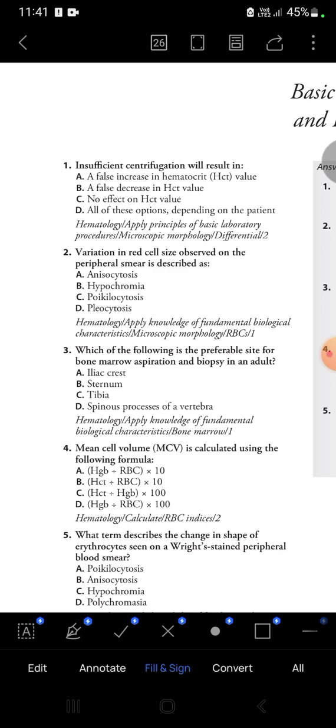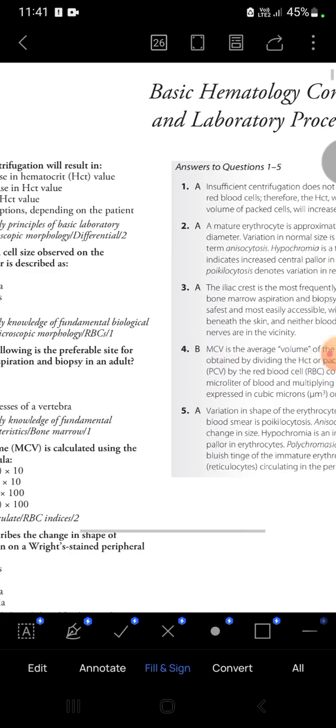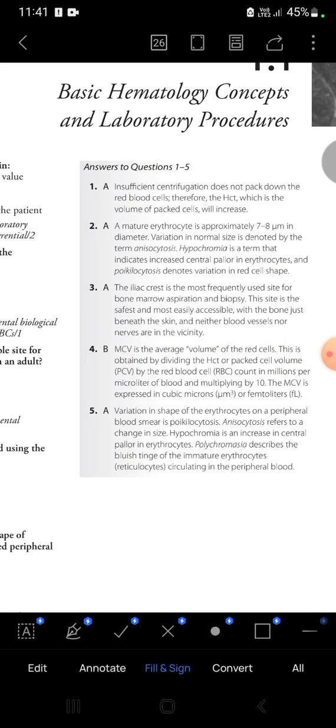Okay, the first question is: insufficient centrifugation will result in a false increase in hematocrit value, a false decrease in HCT value, no effect on HCT value, or all of these options depending on the patient. So the answer is A, false increase of hematocrit value. Insufficient centrifugation does not pack down the red blood cells, therefore the HCT, which is the volume of packed cells, will increase.